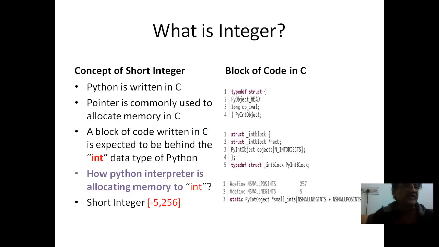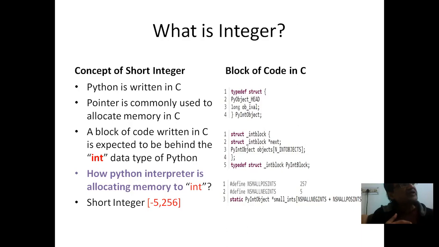Now what is an integer? Let us try to understand this integer. This is the concept of the short integer. Python is written in C. Pointers are commonly used to allocate memory in C. A block of code written in C is expected to be behind the integer data type of Python. Now the question arises, how is the Python interpreter allocating memory to an integer?